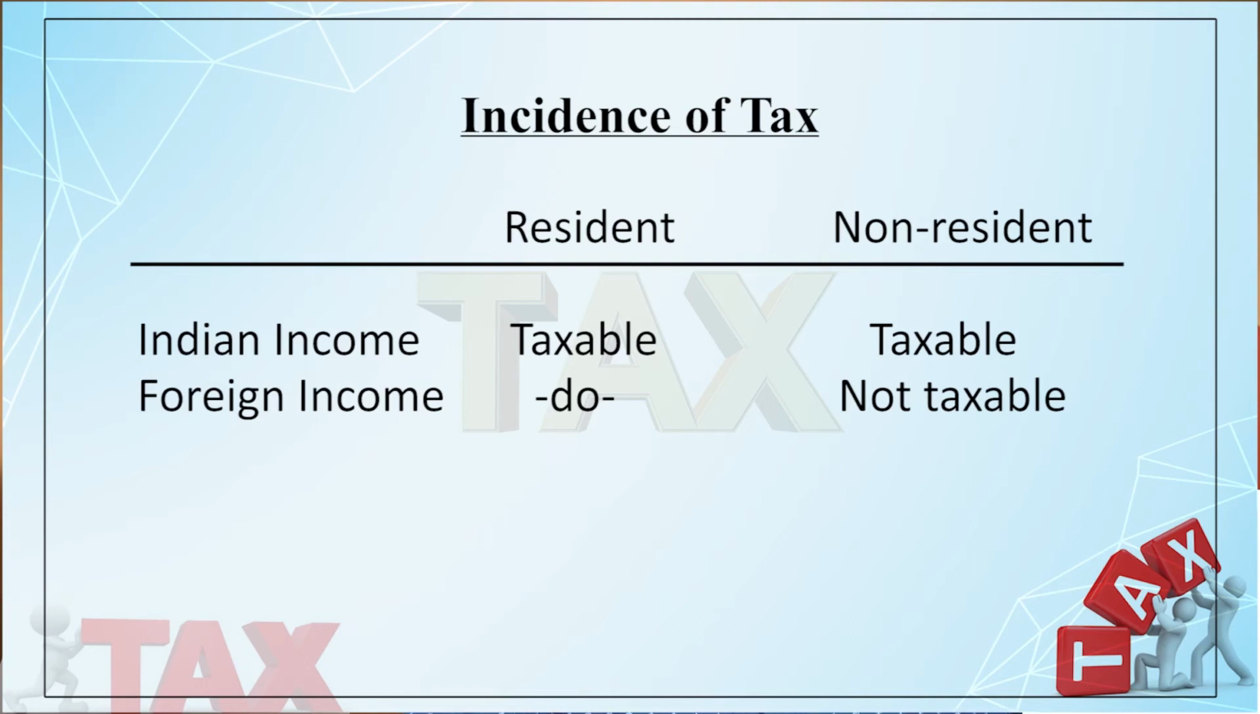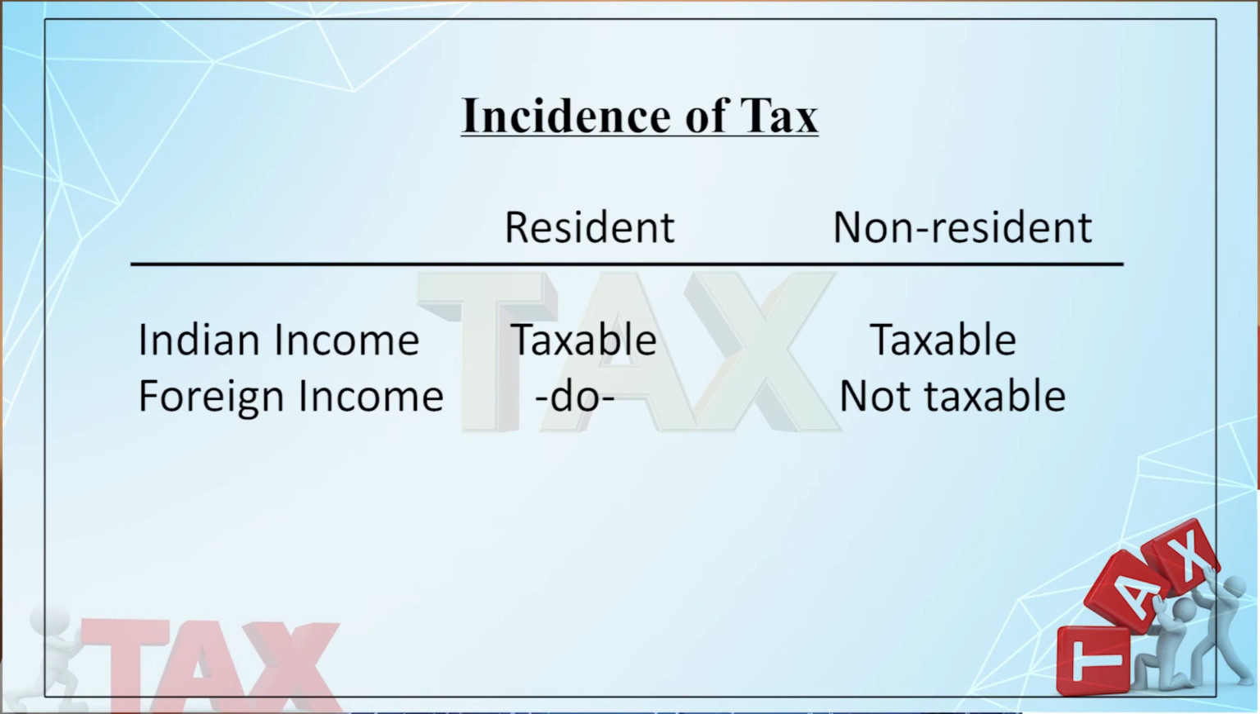From the table, it is clear that Indian income is taxable both in the hands of the resident and non-resident. But foreign income is taxable only in the hands of the resident. From the table, you can see we have two statuses, resident in India and non-resident in India, and two types of income, Indian income and foreign income. Indian income is taxable in the hands of resident in India and non-resident in India. So, in both cases, Indian income is taxable. But foreign income is taxable only in the hands of the resident in India.